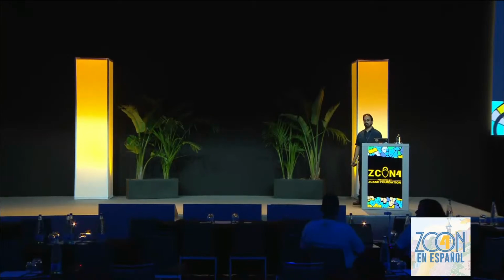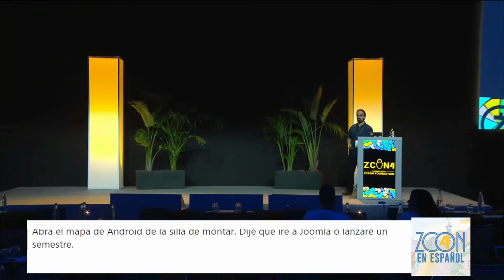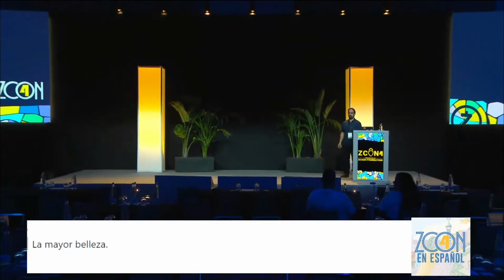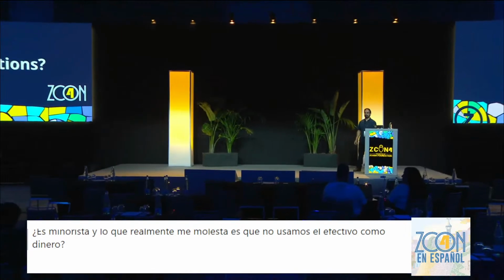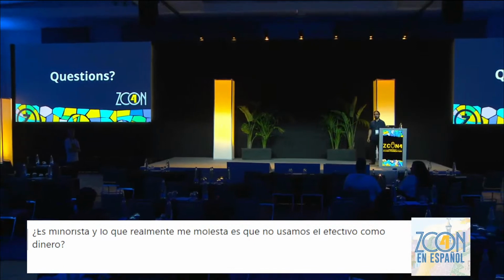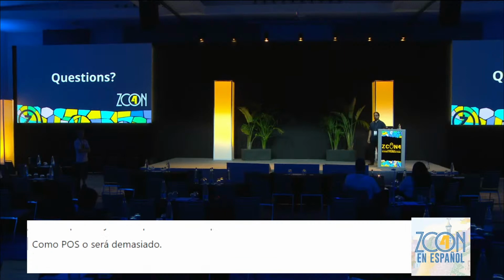Hi. My background primarily is retail, and the thing that really bothers me is that we don't use Zcash as money. I have been thinking and talking about everything during this Zcon, and I was thinking, is it possible to use it as a POS, or would it be too much? It will be too expensive for us to have a machine.